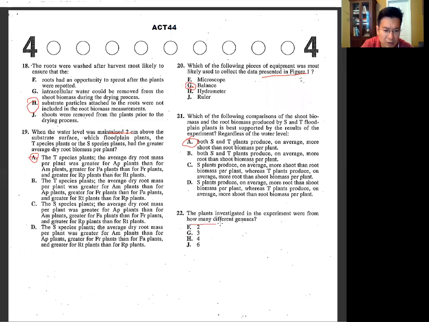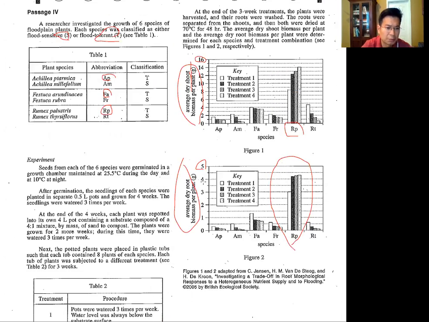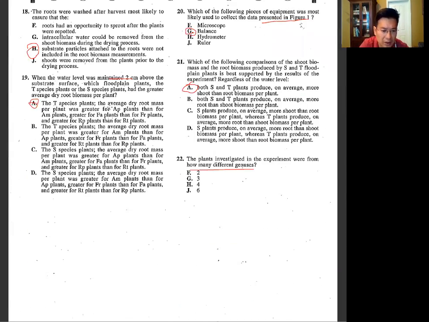For how many different genuses, species is 6, right? But then the genus is only like 1 to 3, because genus is one level higher. So that's why it is 3.